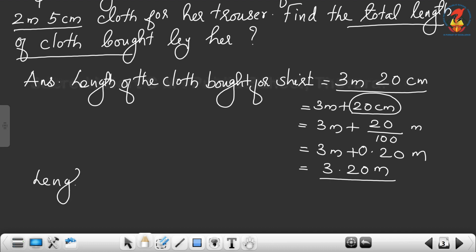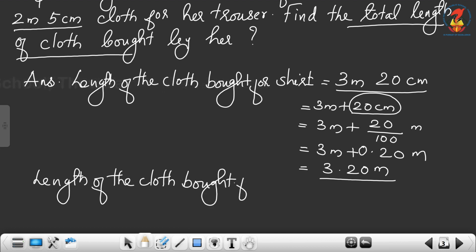Length of the cloth bought for trouser. So it is given as 2 meter 5 centimeter. Then what is meant by 2 meter 5 centimeter? 2 meter 5 centimeter means 2 meter plus 5 centimeter.